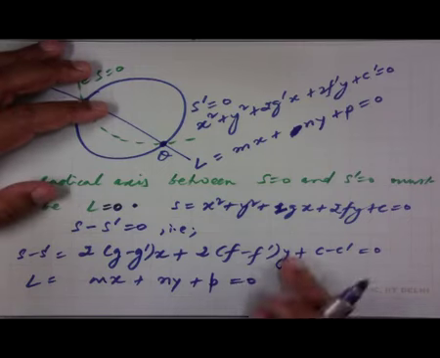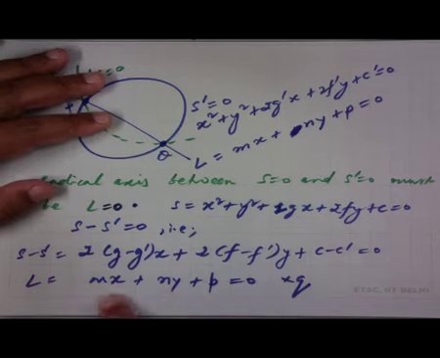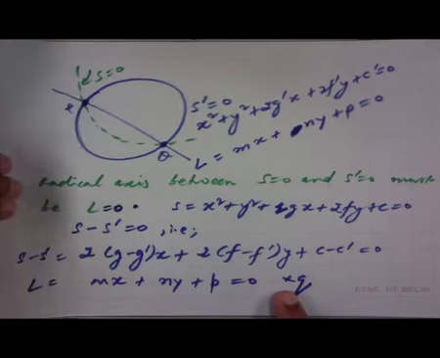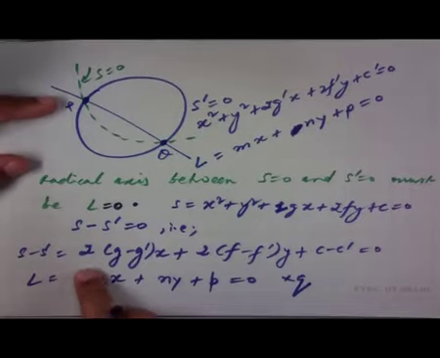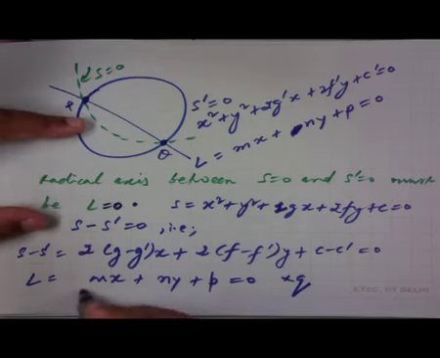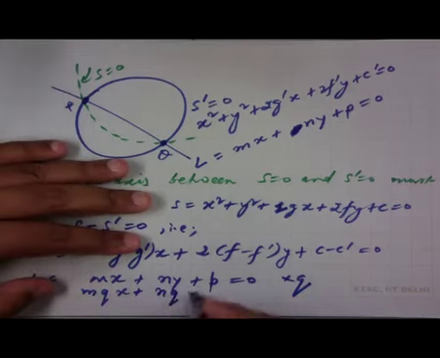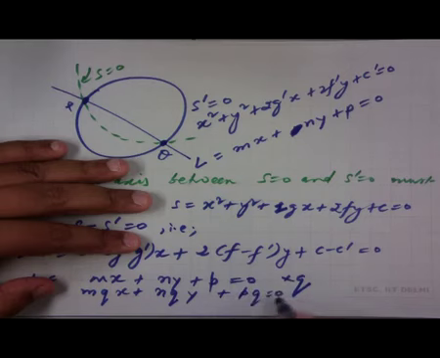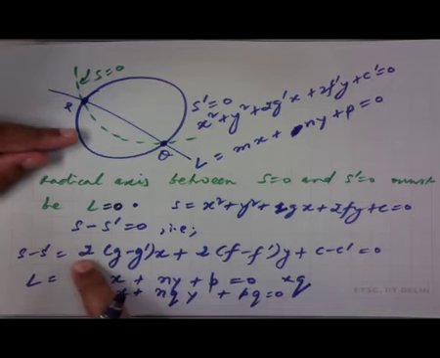Now, since these two equations must be the same, there must exist a q not equal to 0, such that if we multiply this straight line equation by this q, we must exactly get the equation for S minus S prime, because we have argued that these two must represent the same straight line. So, when we multiply this by q, we get this, and now we can equate coefficient by coefficient, because this equation and this equation are identical.